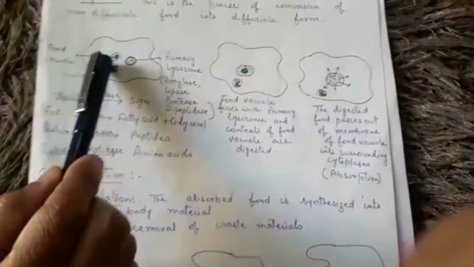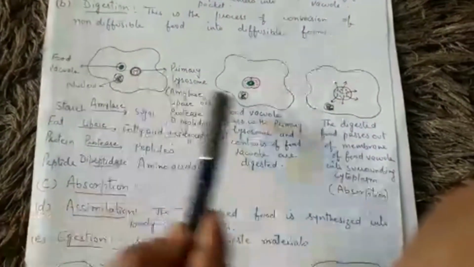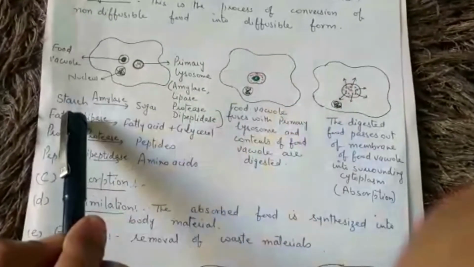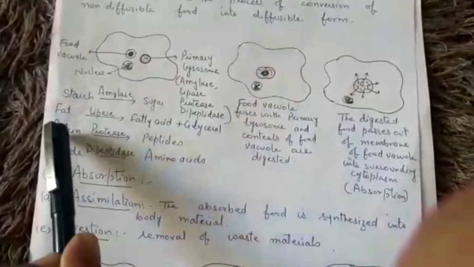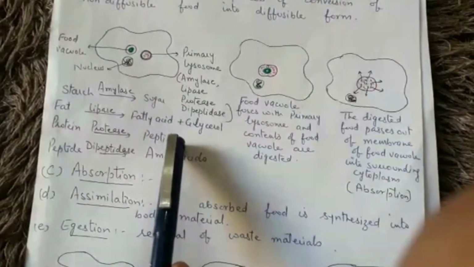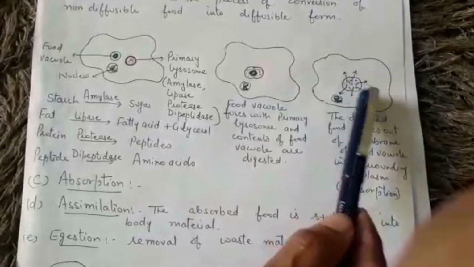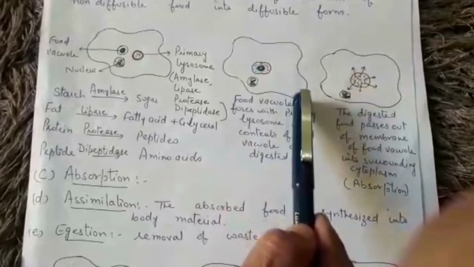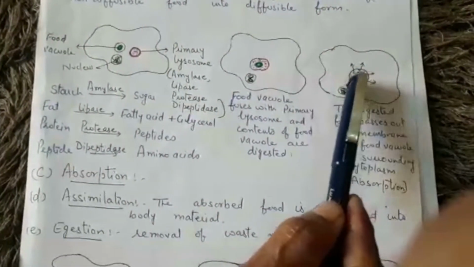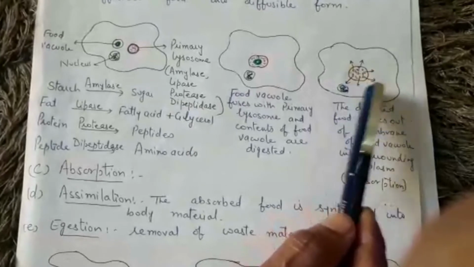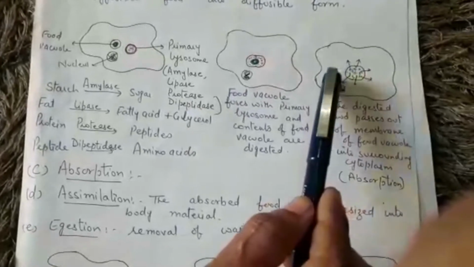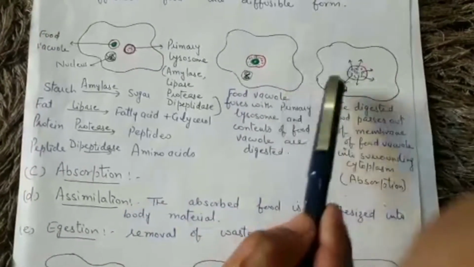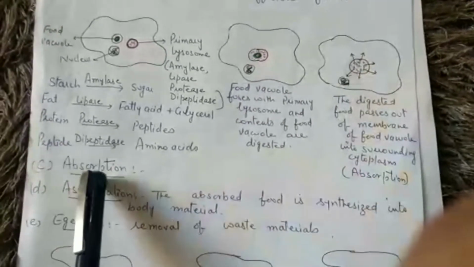Now food is in the food vacuole, and enzymes are in the lysosome. Both of them fuse. So what will happen? Enzymes will act upon the food, they will digest the food, convert macromolecules into micromolecules. Micromolecules now can easily pass through the plasma membrane. So digestion is completed. Digestion occurs within the body of amoeba. As the result of digestion, micromolecules diffuse out into the cytoplasm. This passage of micromolecules or diffusible food from food vacuole into surrounding cytoplasm is known as absorption.